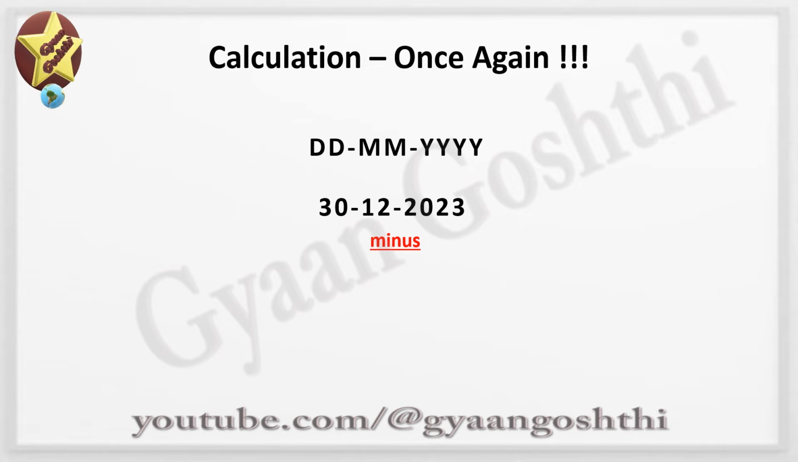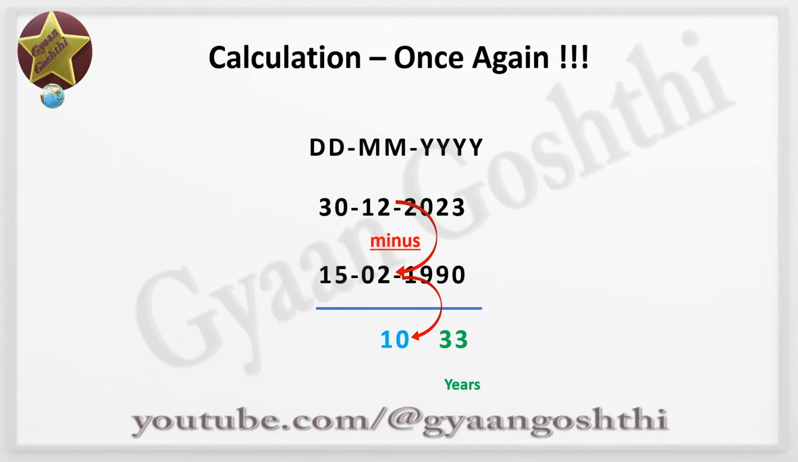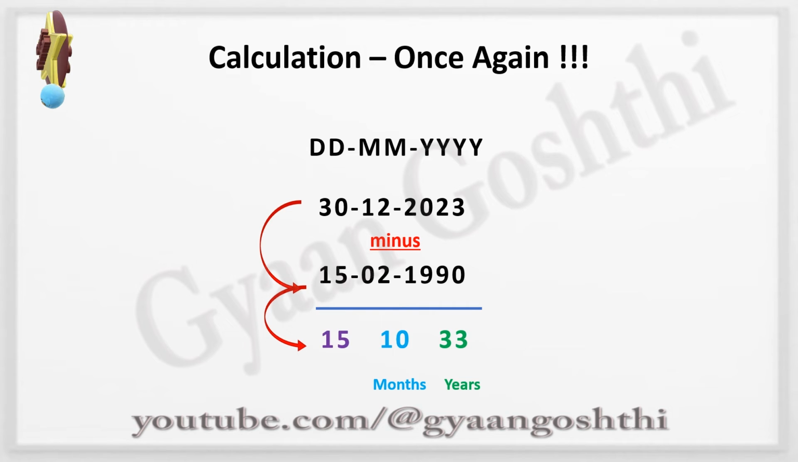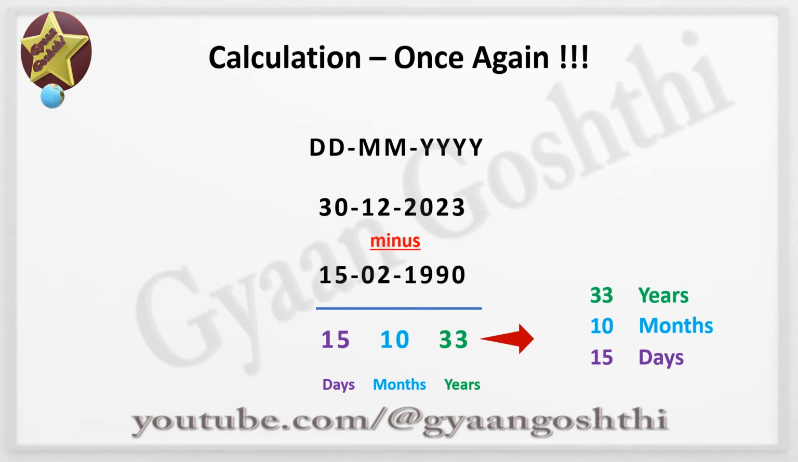Let's do a quick recap using the example dates. Today's date is December 30, 2023, and the date of birth is February 15, 1990. By subtracting the birth date from today's date, we get 15 days, 10 months, and 33 years. These steps are fundamental to mastering age calculation manually.